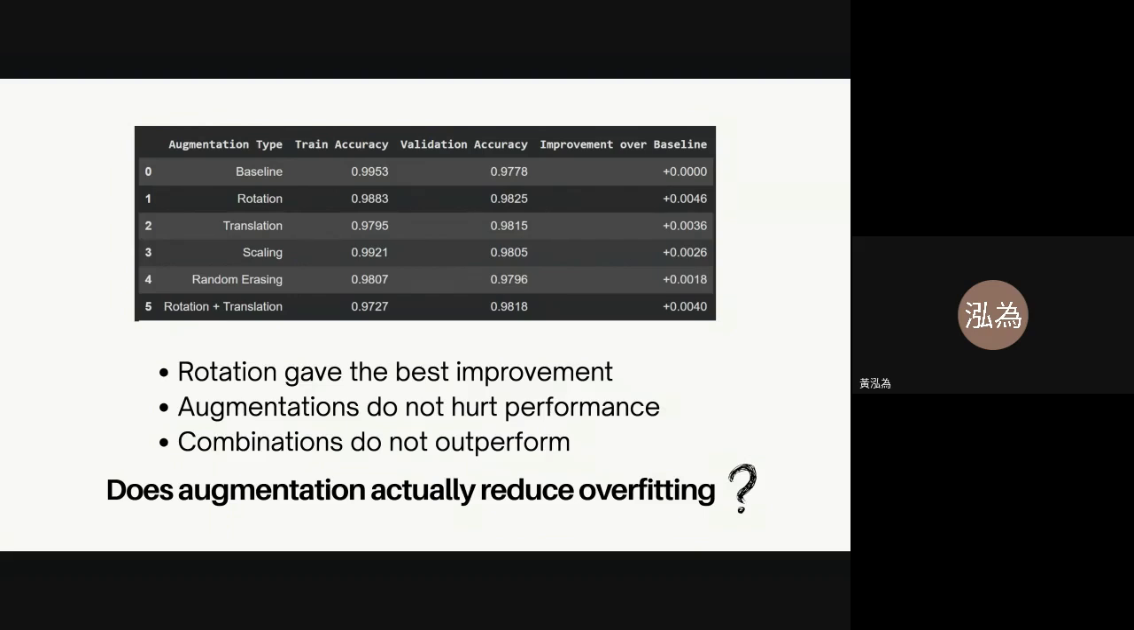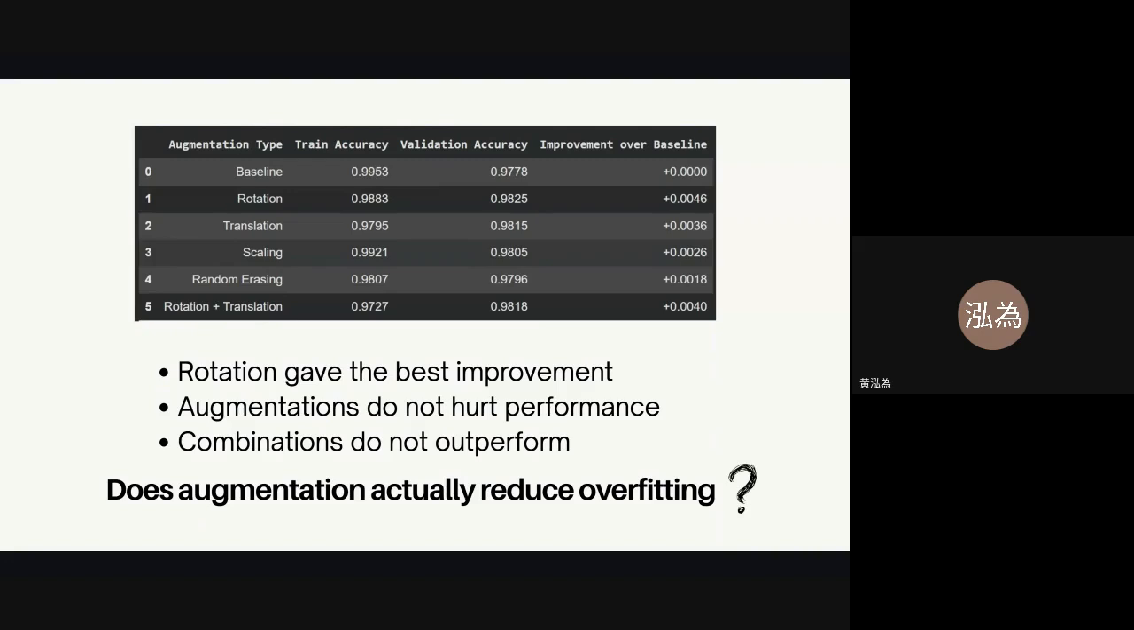Third, did the combination outperform single augmentations? Interestingly, in our experiment, the answer is no. Our combination of rotation and translation reached 98.18%. While this is an excellent result, it's still lower than using rotation alone. This suggests that applying too many transformations might distort the digits too much, making them harder for the network to learn efficiently.